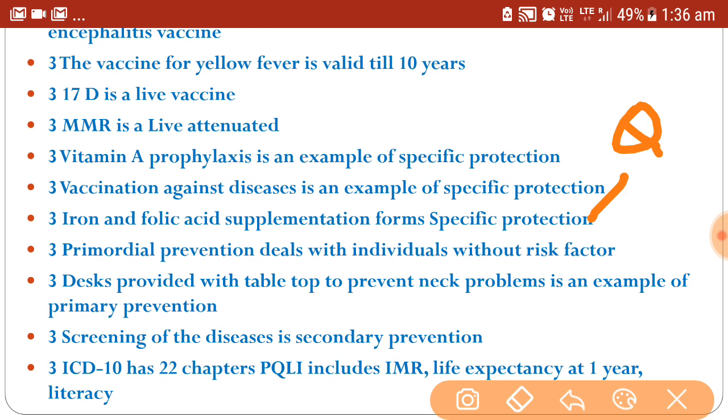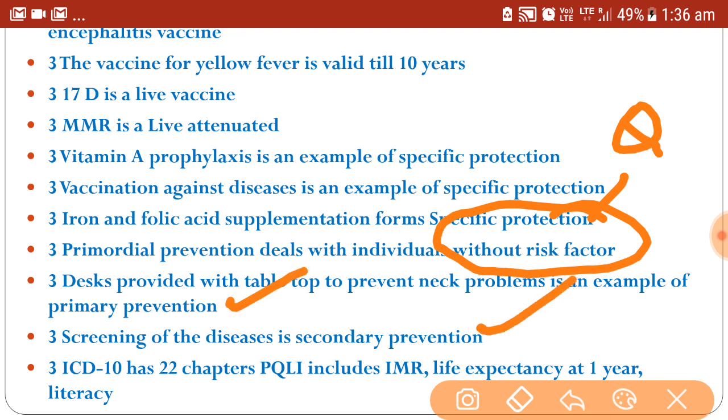Primordial prevention deals with individuals without risk factors. Desks provided with tabletop to prevent neck problem is an example of primary prevention. Screening of diseases, secondary prevention. ICD-10 has 22 chapters. PQLI includes IMR, life expectancy at 1 year, and literacy. Okay, so also read these different types of indexes.